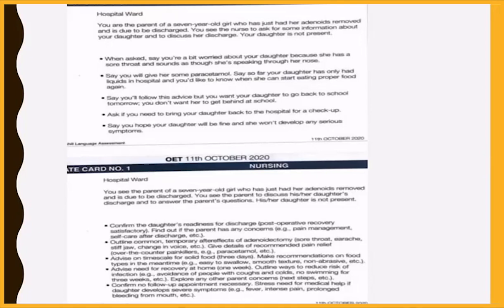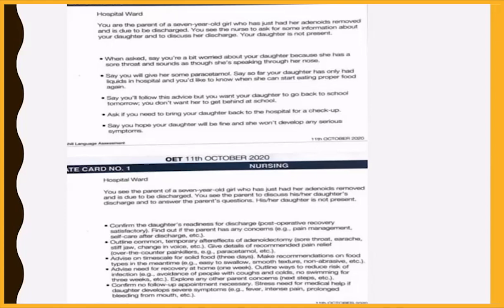Definitely, your doctor does not require any follow-up appointment as her recovery is quite satisfactory. But at the same time, let me warn you, if your daughter develops symptoms like fever, intense pain, prolonged bleeding from mouth, she should come back to the hospital at the earliest. Yeah, definitely we need to give stress and say definitely she has to come back.